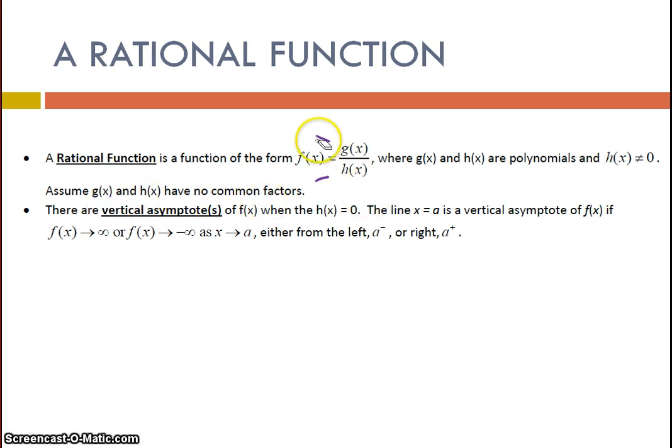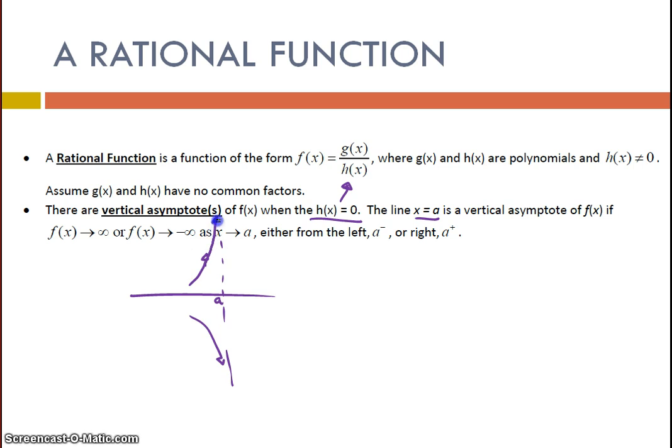So we know that there are vertical asymptotes when the denominator equals 0. So we're just going to take our denominator, set it equal to 0, and those are going to be our vertical asymptotes of our function. And the line x equals a is a vertical asymptote if the function approaches infinity or negative infinity, so if it goes towards infinity or if the function goes towards negative infinity as x approaches some value a, x equals a being the vertical line.